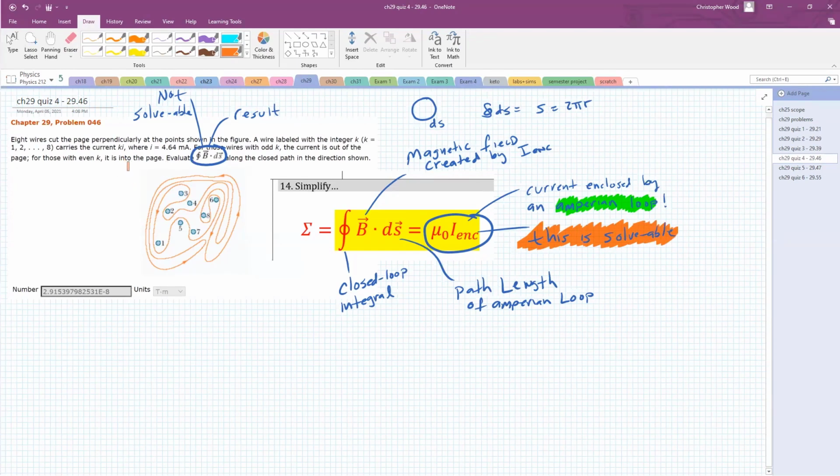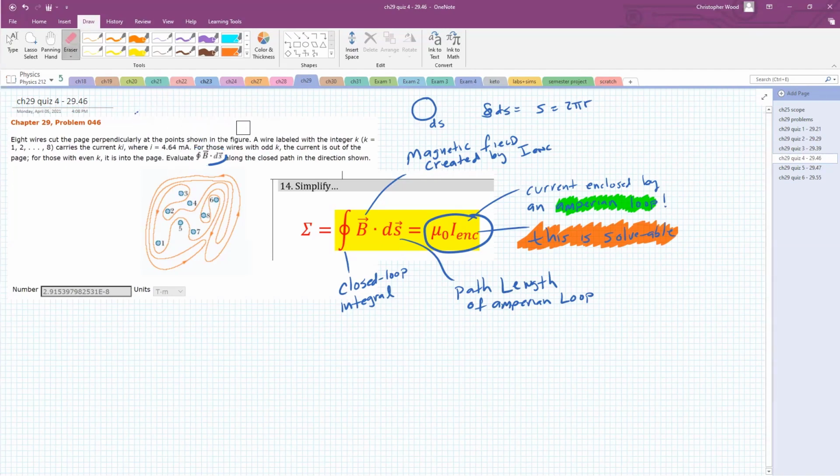It says 8 wires are once again perpendicular to the page, meaning coming out of the screen towards you and going into the screen away from you. And let me erase some stuff here.